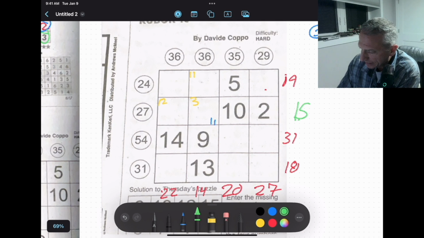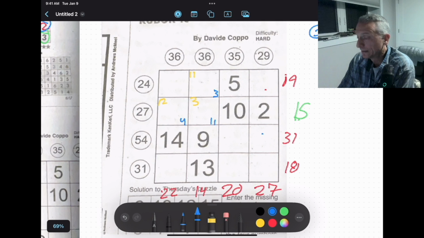But if this is 11, right? This is going to be up here. It's going to be 3. And if this is 11, this is going to be 4. Okay, and those are the only possibilities for these cells right here. That's it. Okay.